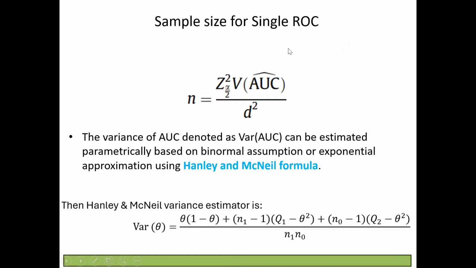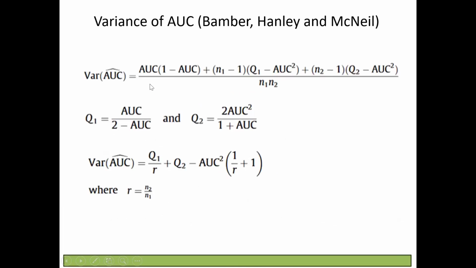Sample size calculation for single ROC. This is very similar to the sample size calculation for single proportion. We just need the variance here and the D is the absolute error margin, and variance can be calculated using this formula here as given by Hanley and McNeil. This is the same formula, and here Q1 is defined as this and Q2 is defined as this. Variance can also be written as this form where R is equal to the ratio of N2 and N1.